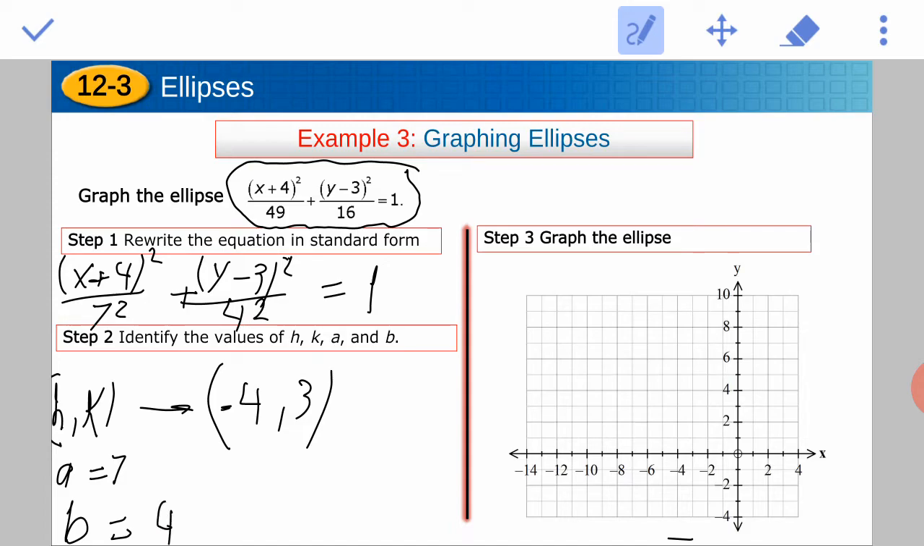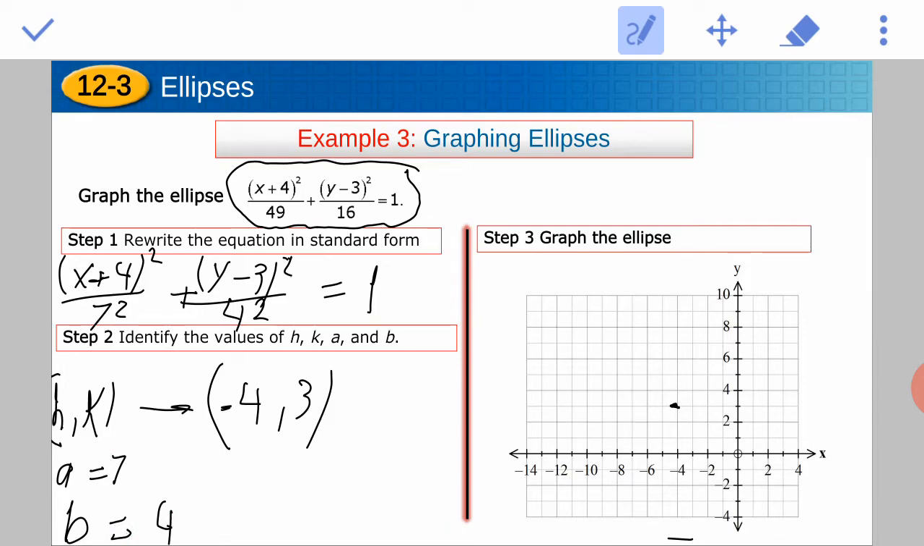Step number 3, you can take this information, create your coordinate plane and start graphing. Start from the center of this ellipse. The center is (-4, 3), so -4 on the x-axis and 3 on the y-axis. This is exactly the center of the ellipse. The value of a is 7 and the value of b equals 4. a is greater than b.